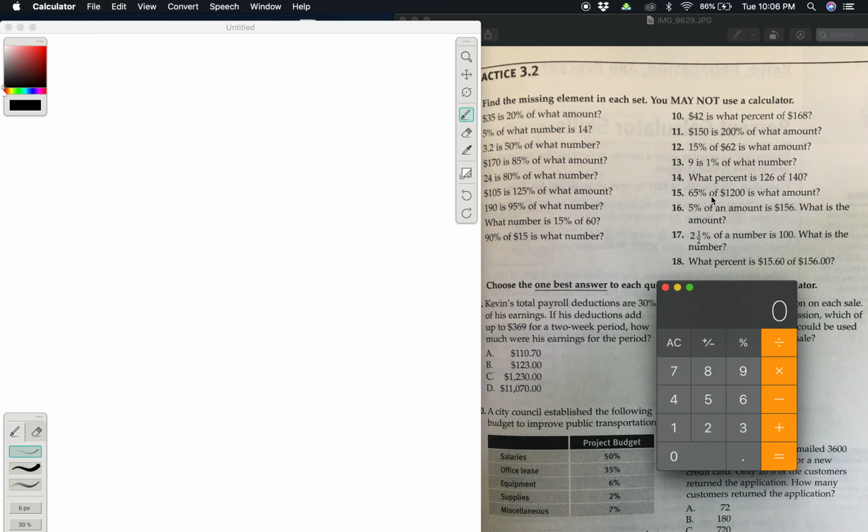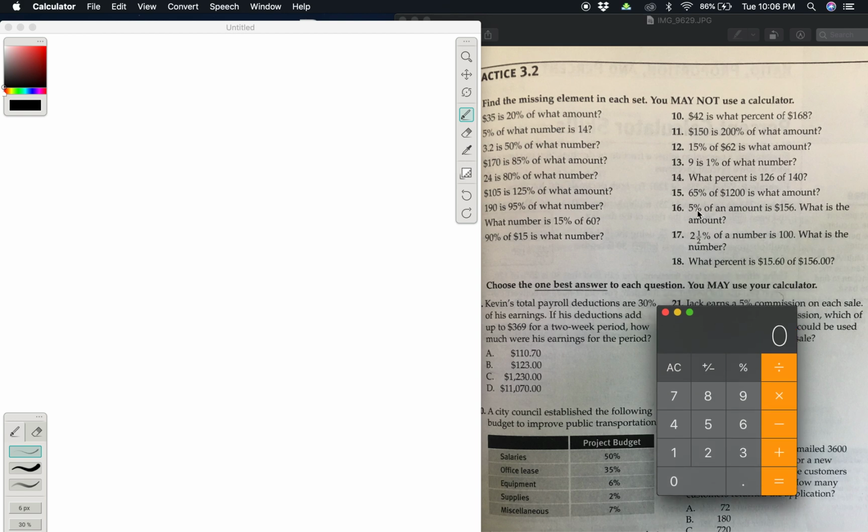Okay, now number 16, this is a little bit of a tricky one. 5% of an amount is 156. What is the amount? You can think that this is the base, but if you read closely, 5% of an amount is 156. So 156 is equivalent to the 5%. So it's only part of that 100% that we're looking for.